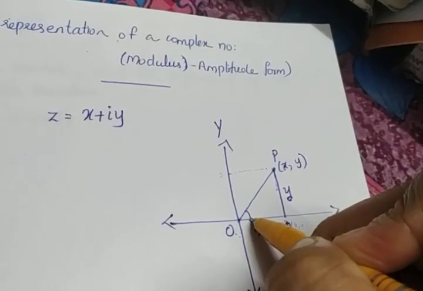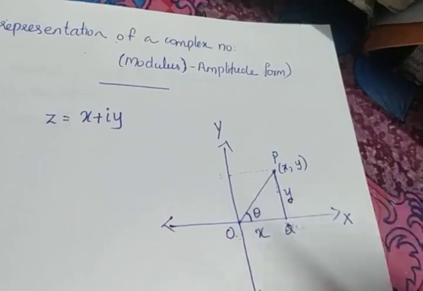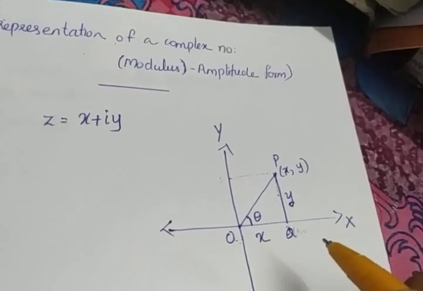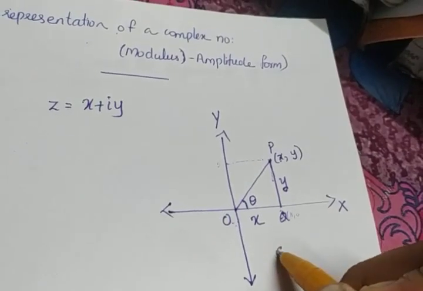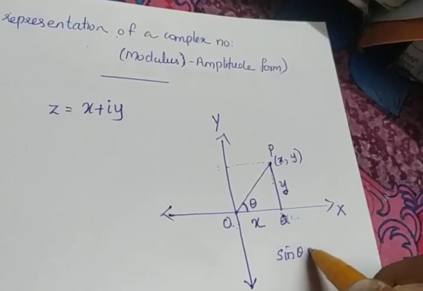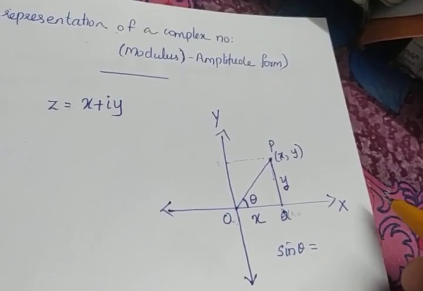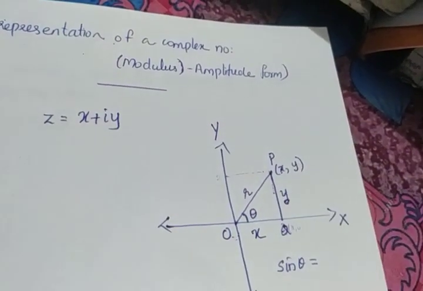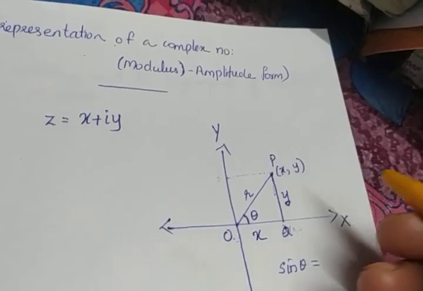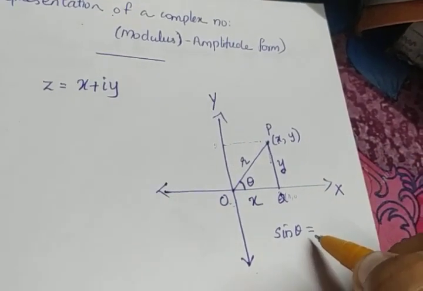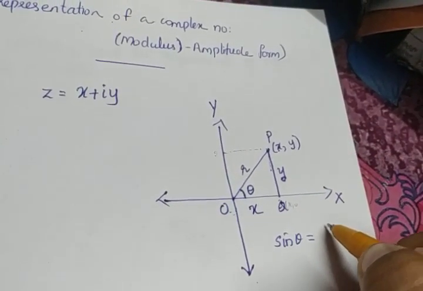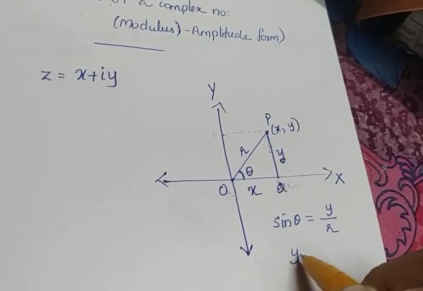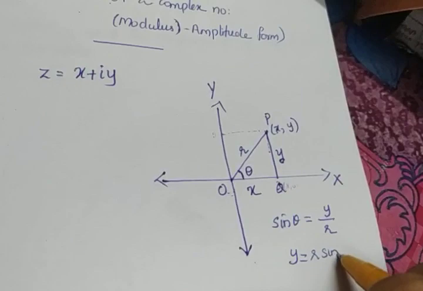Suppose the angle made by OP with the positive direction of x-axis be theta. Then, can you say what is sine theta? Sine theta, the formula is opposite side by hypotenuse, and let OP equal to r. I'm just simply taking OP as r. So sine theta is equal to opposite side by hypotenuse, that is y by r, isn't it? So y will be equal to r into sine theta.